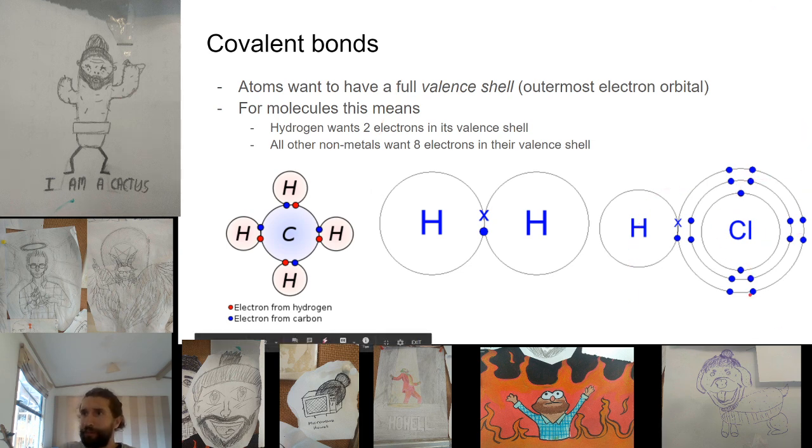Here's the last one, hydrogen chloride. In its outer shell, chlorine has 7 electrons: 1, 2, 3, 4, 5, 6, 7. It needs one more, so the hydrogen will share one of his with the chlorine, and the chlorine will share one of theirs with the hydrogen.